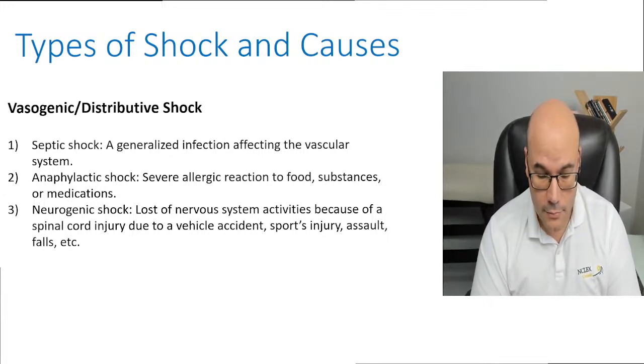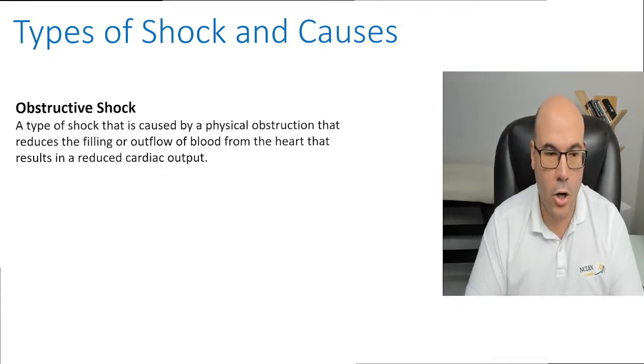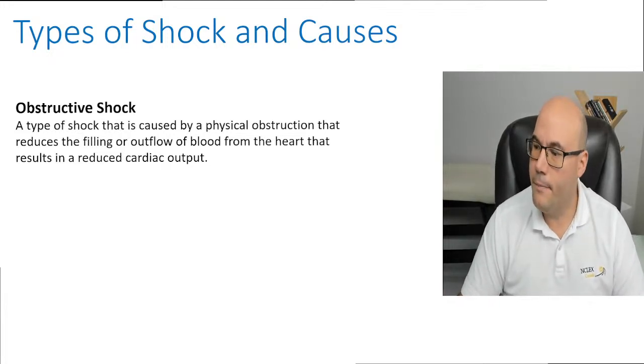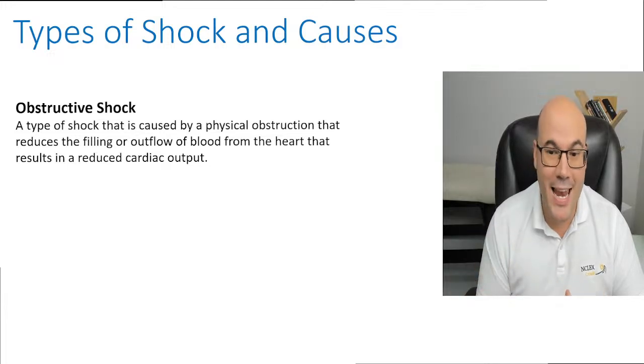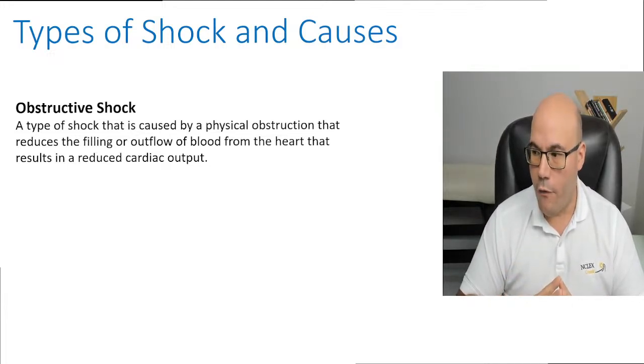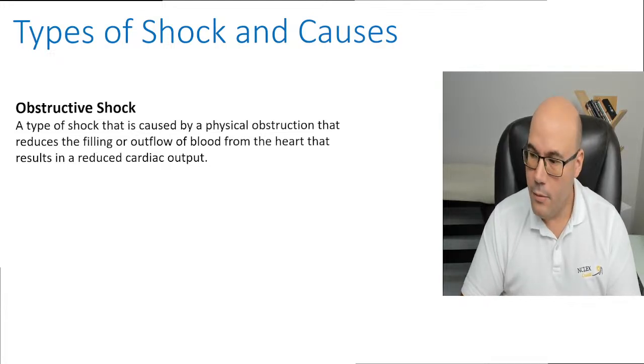And lastly, we need to talk about the obstructive shock. So what can you learn about obstructive shock? Obstructive shock is a type of shock caused by a physical obstruction that reduces the filling or outflow of blood from the heart that results in a reduced cardiac output. What is an example of an obstructive shock? What are some causes of obstructive shock?